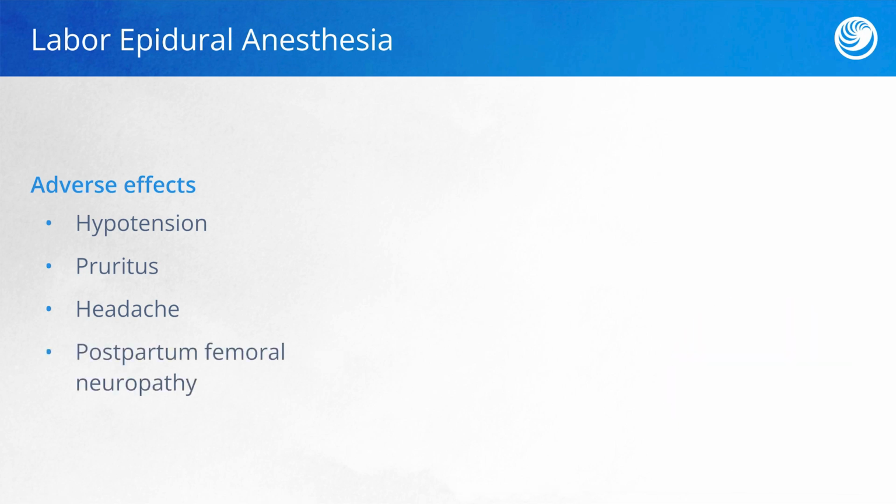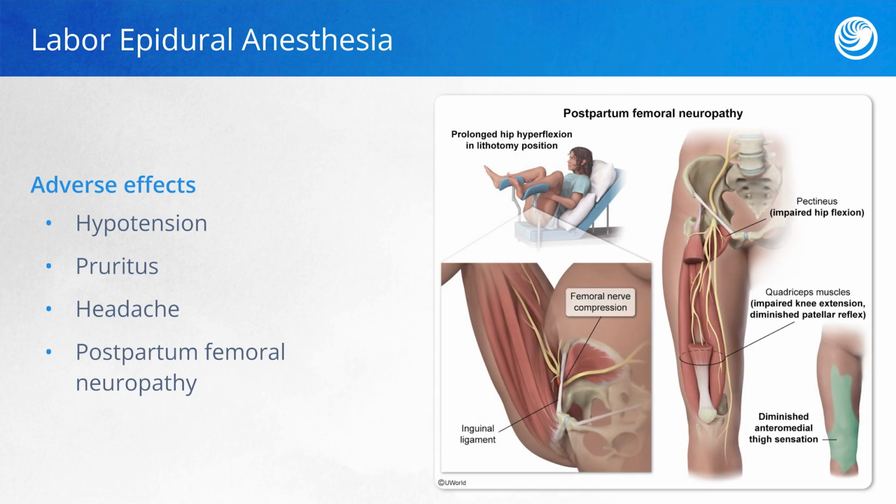Postpartum femoral neuropathy, as seen in the image here. For a client with decreased sensation to their lower extremities due to epidural anesthesia, prolonged hip hyperflexion in the lithotomy position may occur without noticing that the femoral nerve is compressed under the inguinal ligament, and this may cause ischemia of that nerve, which results in impaired hip flexion, causing problems with walking, impaired knee extension, diminished patellar reflex, and diminished sensation on the thigh.